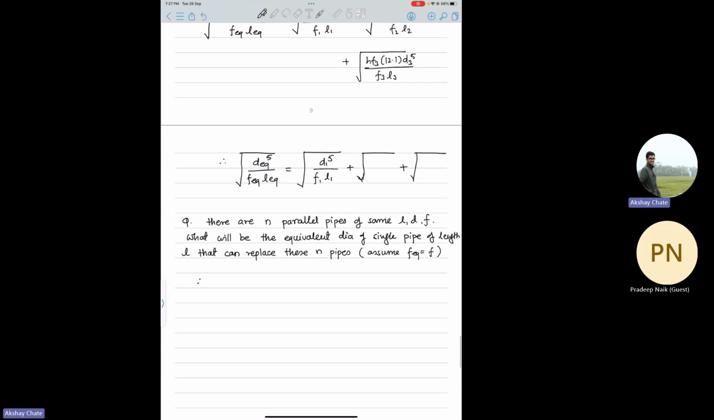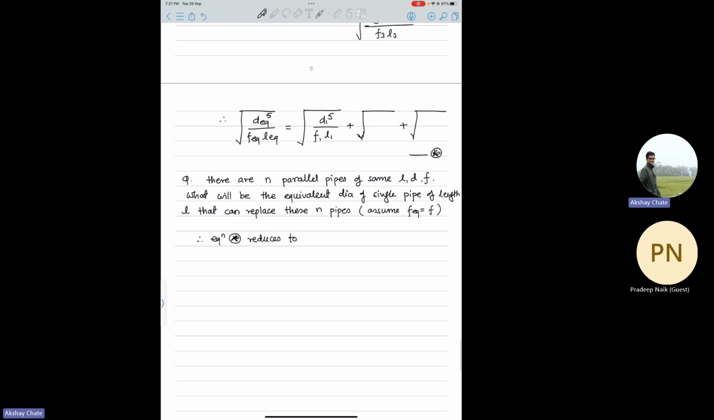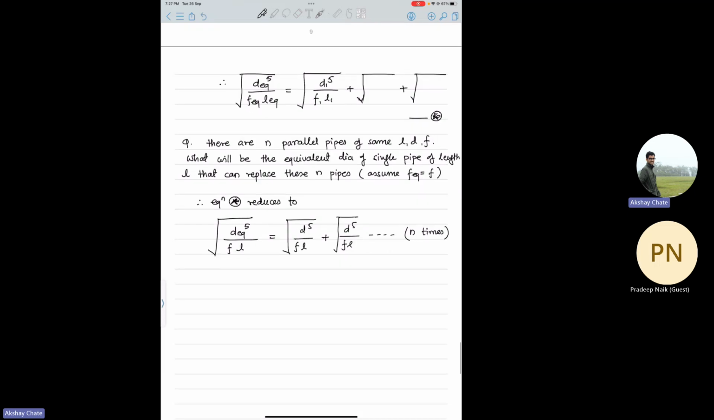So in this case, this equation star reduces to, what will it reduce to? We have equivalent pipe power 5, f equivalent is the same as f, and the length of the pipe is also the same. The equivalent pipe that we are designing should also have the same length as the parallel pipes. It is given in the question. And there are n pipes, so this will become f1 l1, and this should not be d1, this is just d power 5, and the same thing is there n times, because there are n pipes and all of them have the same diameter, same f, same l. So if you add them, you will get nothing but n times the same square root of d power 5 over fl.